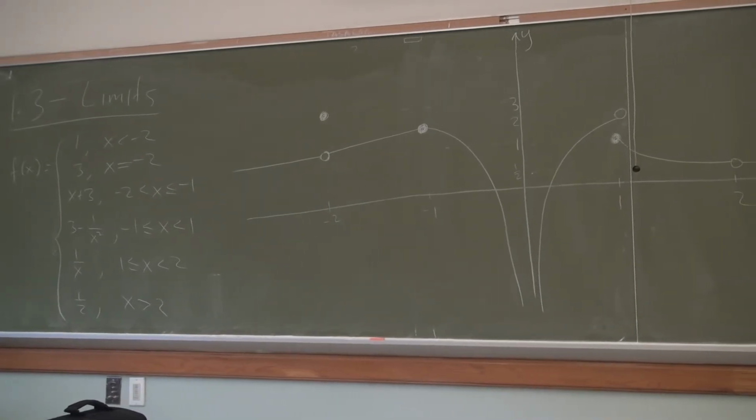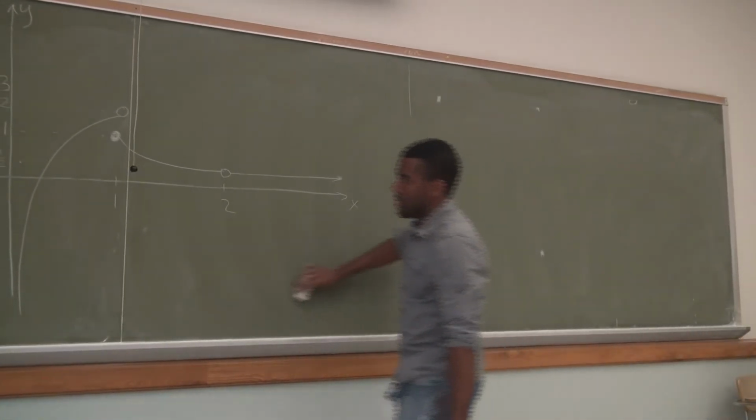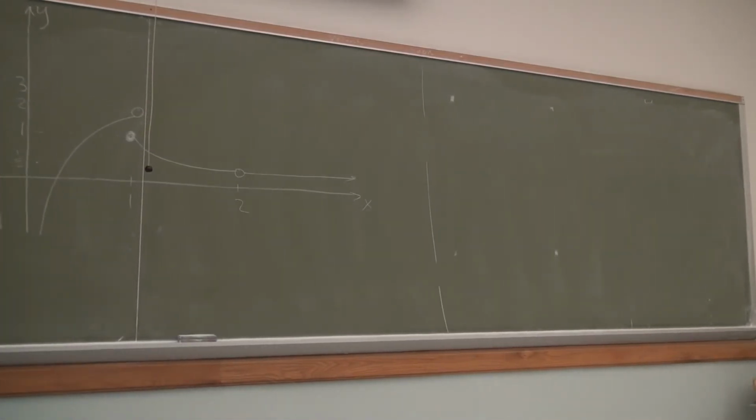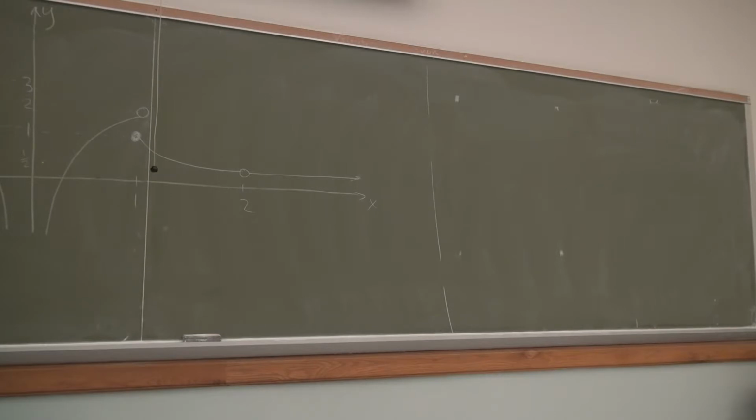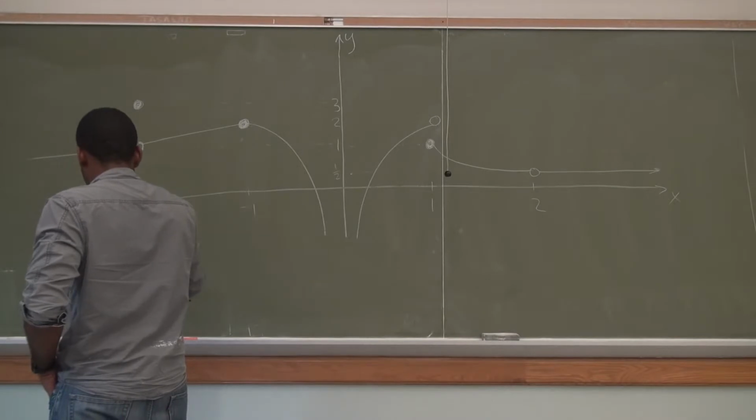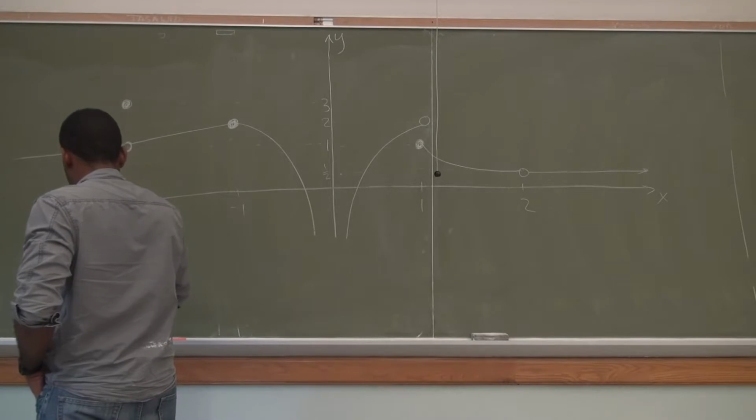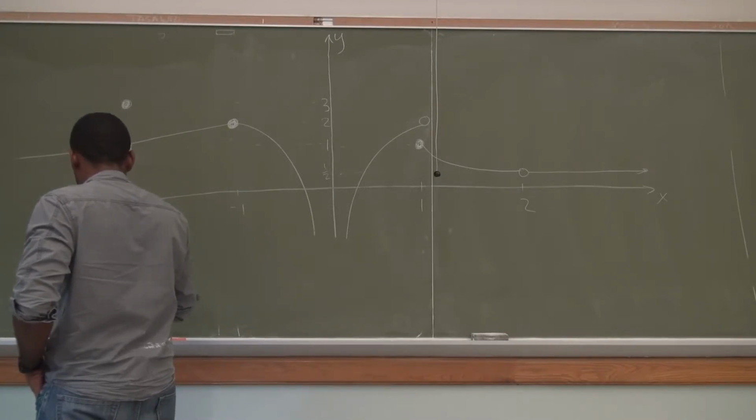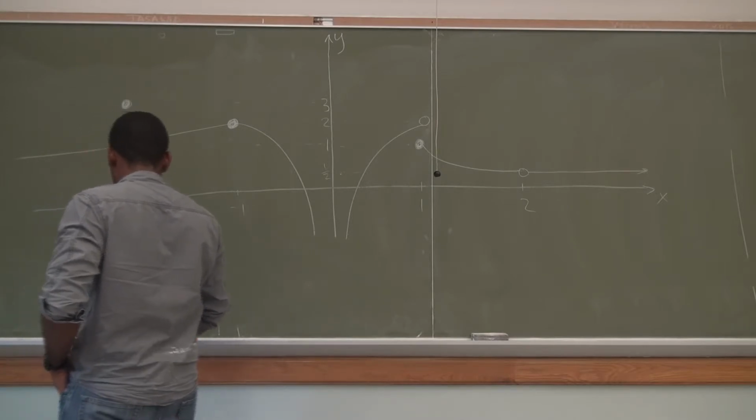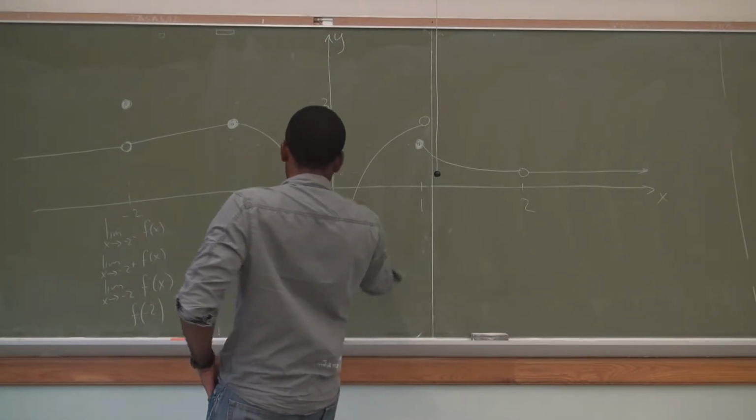Now, here are my questions for you to see if we understand what's going on. What is the limit as x approaches -2 from the left? The limit as x approaches -2 from the right? What's the limit as x approaches -2? And for fun, what is f of -2? I want you to do this for all these points that I put here.